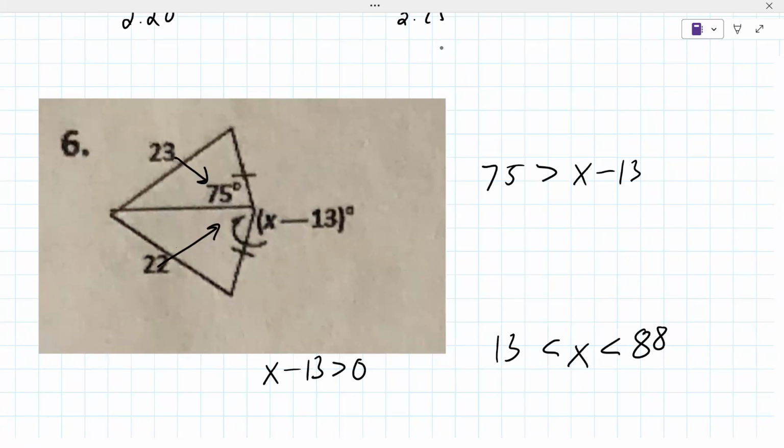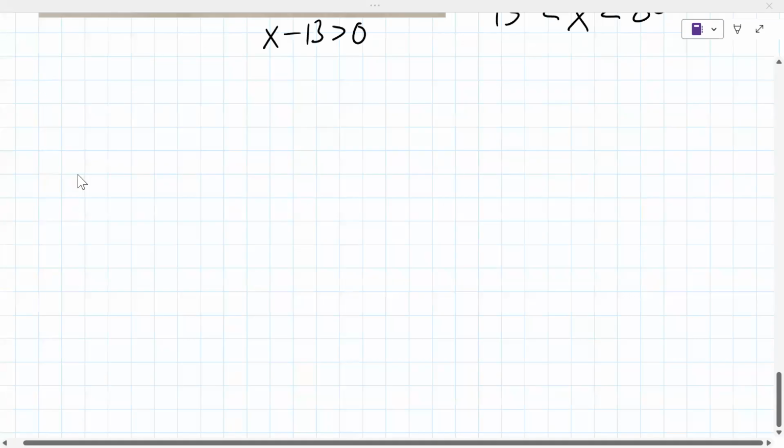All right, so you're kind of getting a feel for this. Maris, do you feel like you've got a good understanding of what's going on here? Yeah. Okay, I'd like you to try number 7 on your own.